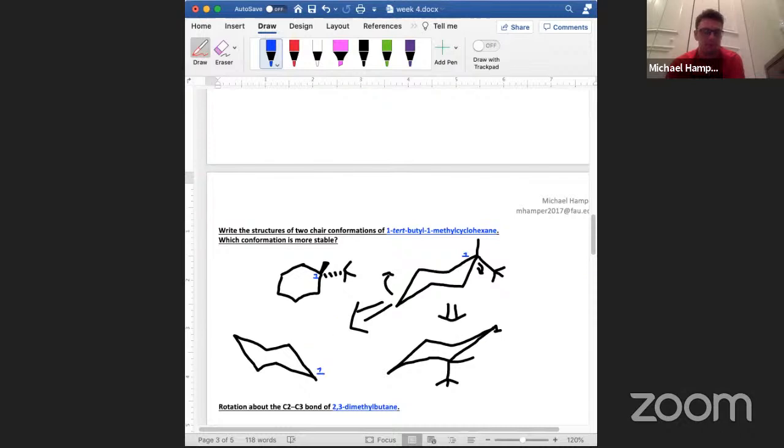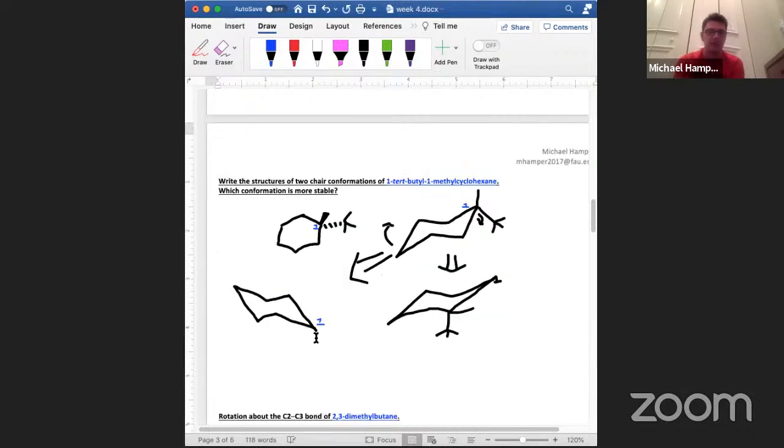Don't they both have to go in the same direction too? Yeah, as you practice chair flips, you'll notice that if something was pointing down in one and you do a chair flip, it will still be pointing down in the other. That does not mean it stays axial or equatorial. That does change. The position where it's pointing on the paper doesn't. So that methyl will still be pointing up, and that terbutyl will still be pointing down. But the equatorial and axial change.